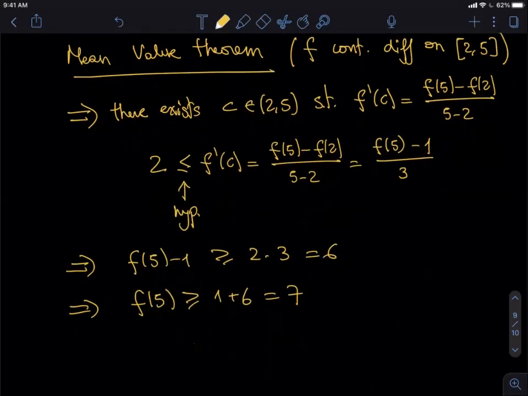So we conclude that the company value, the expected company value after 5 years, is going to be at least 7 millions. And this may help us to decide if we want to invest or not. It may be too risky or it may be a very good deal, even in this worst case scenario.